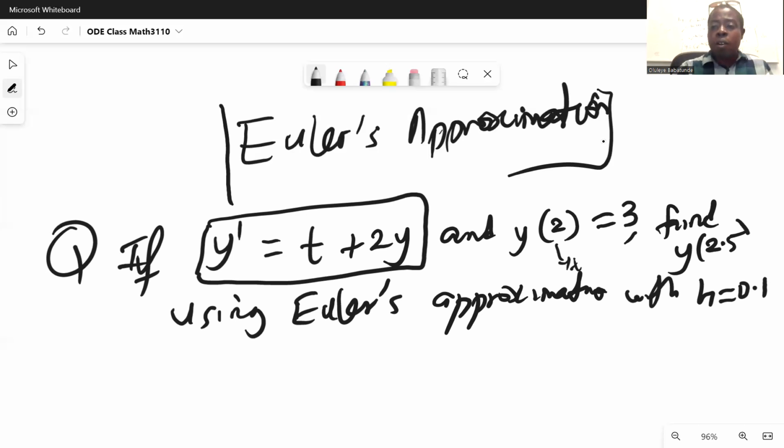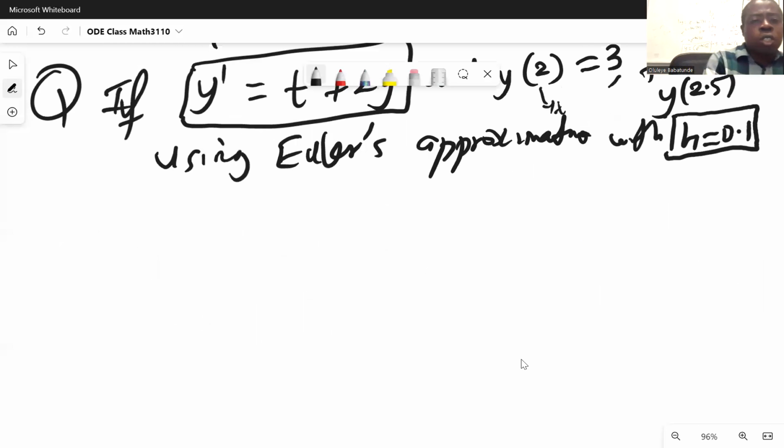Then find the value of y when your t is 2.5, given that the time step for making different t's is 0.1. Now, solution.